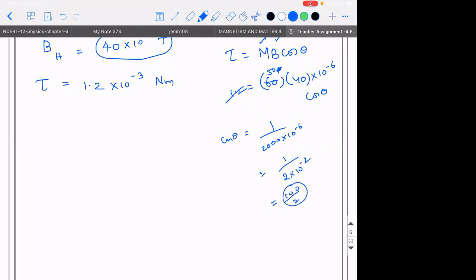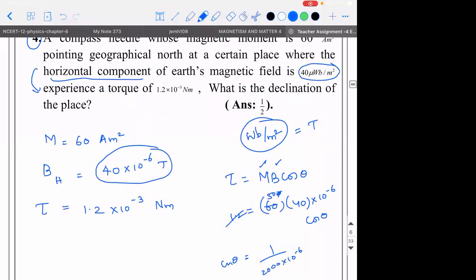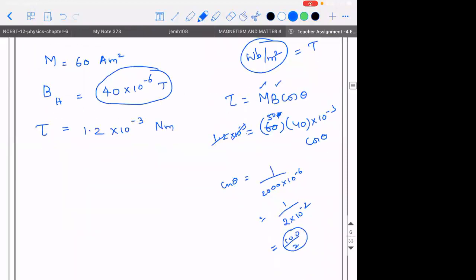My answer should not be this big a value. Oh, I forgot 10 power minus 3 here. So it will be 1.2 into 10 power minus 3. So 1.2 will cancel this 15 times, 10 power minus 3 will cancel this 3 times. Here it is 10 power minus 3, this and this will get cancelled. So 1 by 2 will be the answer.